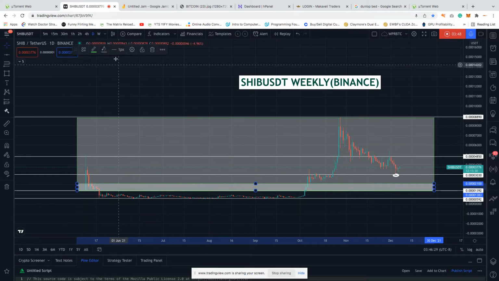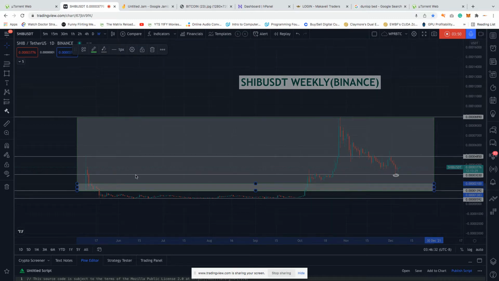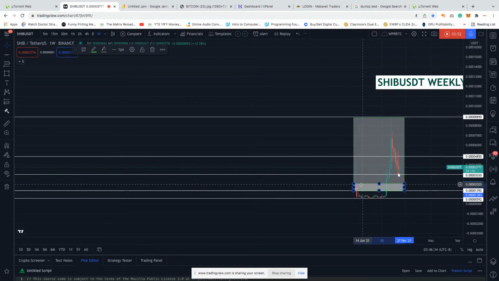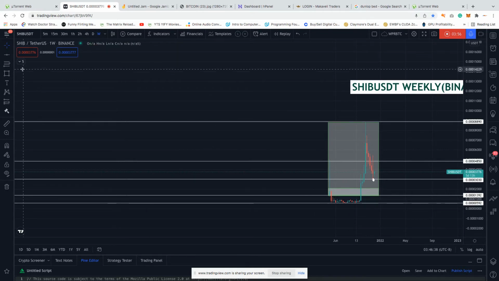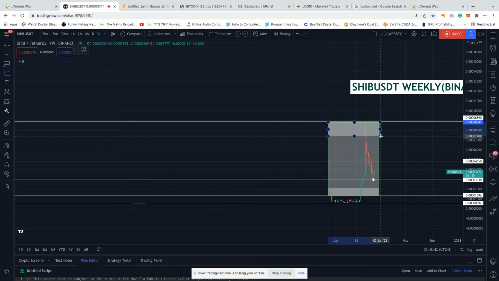Now, please, let's take this to the weekly chart. There's not much data on Shiba, and that's why I started drawing on the daily chart. But I want to take it to the weekly chart so that it will be easier for me to see what I'm doing. So you can see I have gotten the top of the box, which is the resistance area.